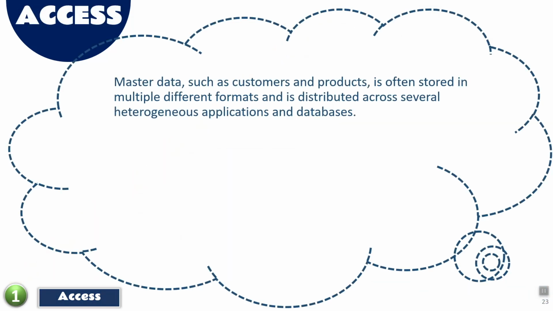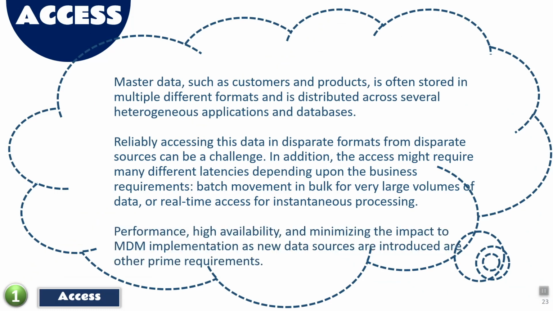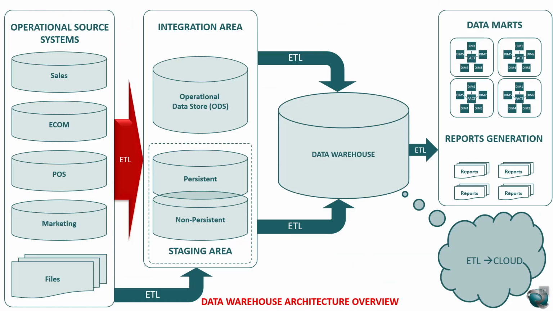First one, access. Master data such as customers and products is often stored in multiple different formats and is distributed across multiple heterogeneous applications and databases. Reliably accessing this data in disparate formats from the disparate sources can be challenging. In addition, the access might require many different latencies depending upon the business requirements: batch movement in bulk for very large volumes of data, or real-time access for instantaneous processing. Performance, high availability, and minimizing the impact to the MDM implementation as new data sources are introduced are the prime requirements.